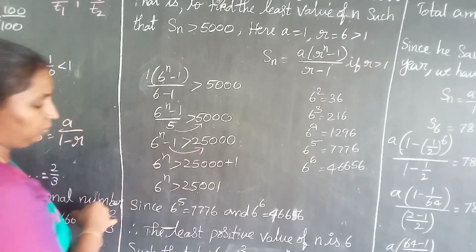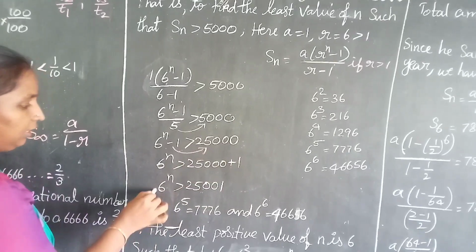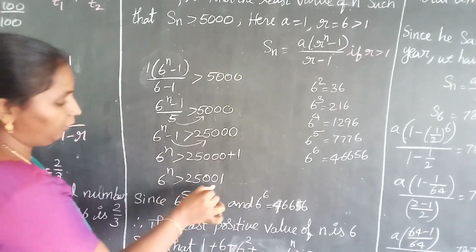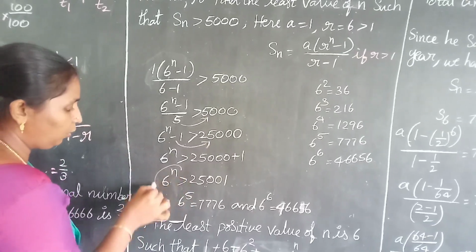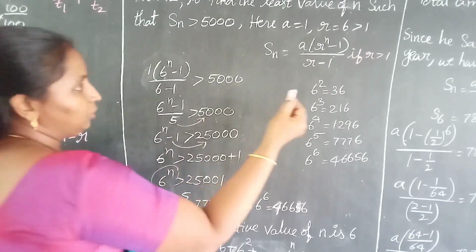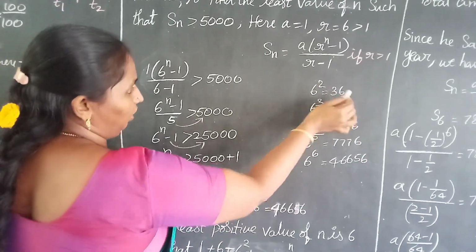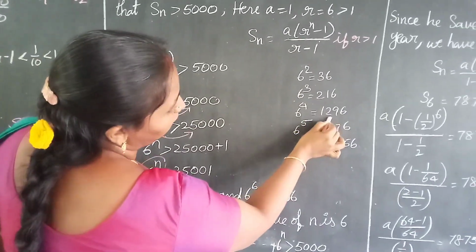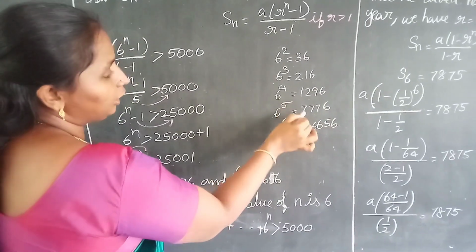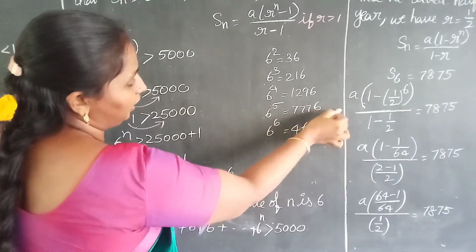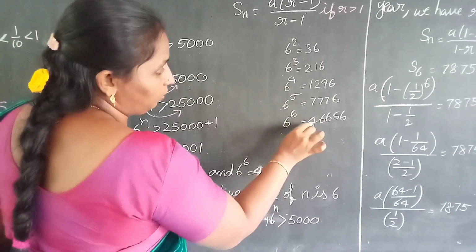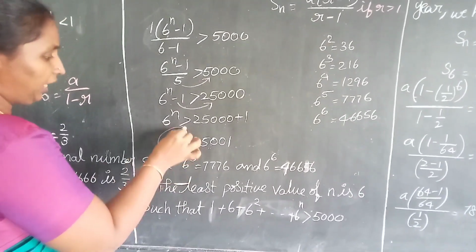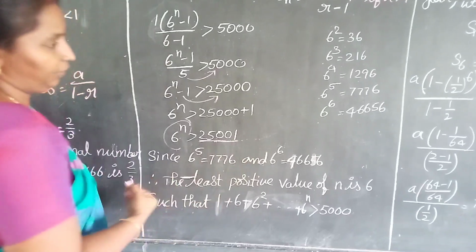Send this minus 1 to that side, it will be plus 1. 6 power n is greater than 25,000 plus 1, which is 25,001. So you are going to find the powers of 6 now. 6 power 1 is 6. 6 square is 36. 6 cube is 216. 6 power 4 is 1296. 6 power 5 is 7776. 6 power 6 will be 46,656. Here 6 power n should be greater than 25,000 now.